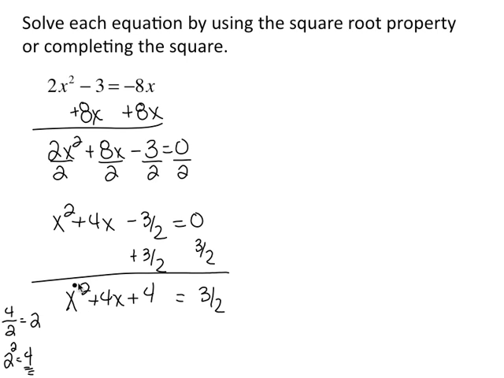So this trinomial becomes a perfect square trinomial. But we can't just add 4 to one side, we have to add 4 to the other side so we can maintain the equality of our equation. Now, when we factor this, we're looking for two numbers that add up to 4 and multiply to 4. You can see that we have 2 and 2, so we can write this as x plus 2 squared. Or whatever number you get here, that's the number that goes there. And this is going to equal 3/2 plus 4, which is equal to 11/2.